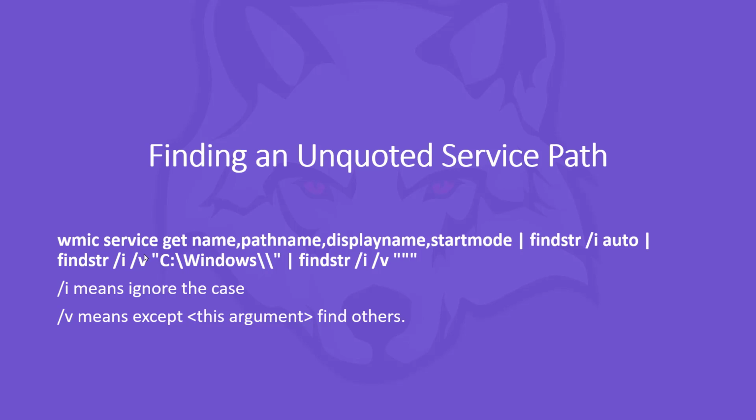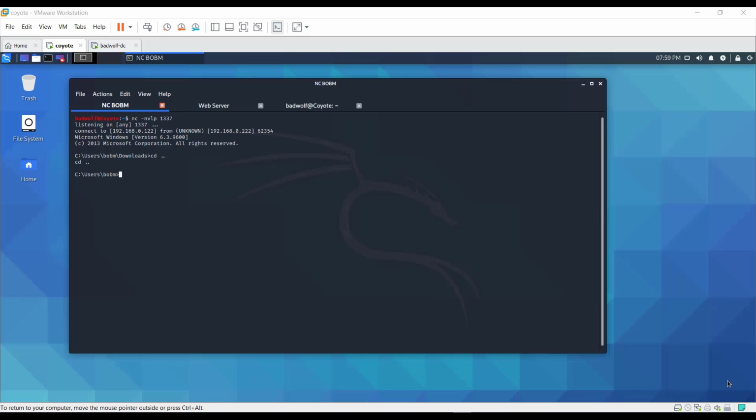And then we're going to take all of those answers that are left and pipe them into findstr, and we're looking for any of those services that are left that don't have a quote in them. So that's how we're going to start this out. So let's take a look at this in action.